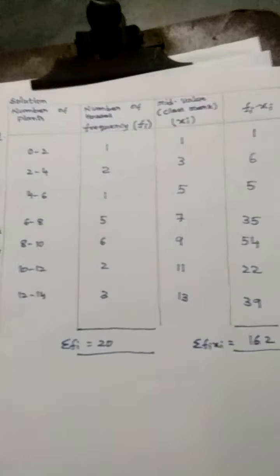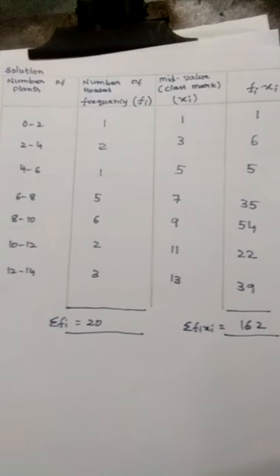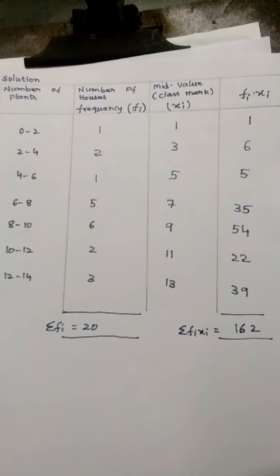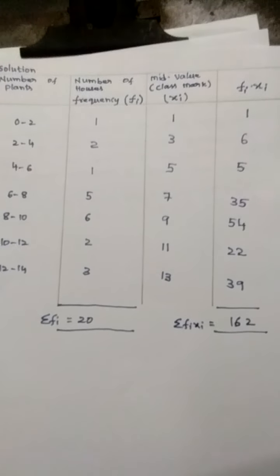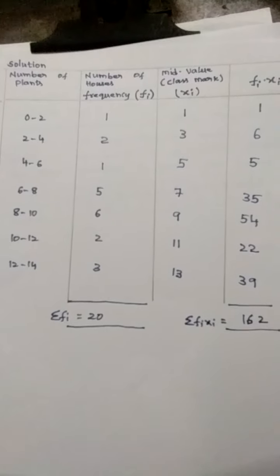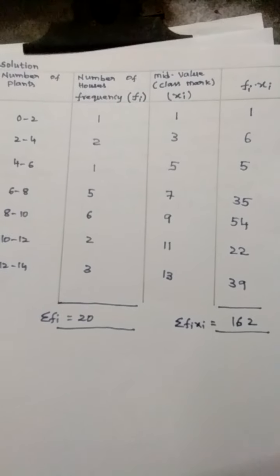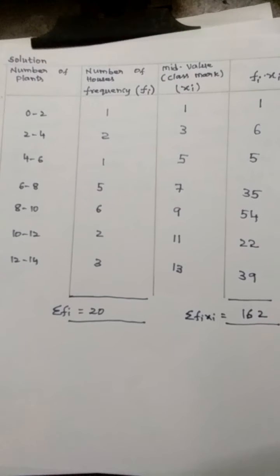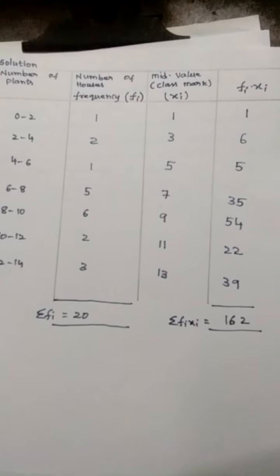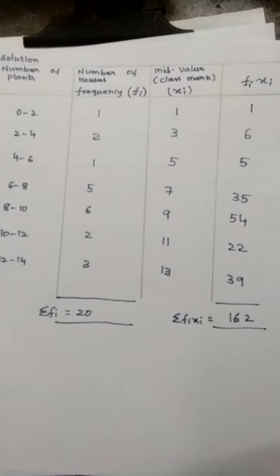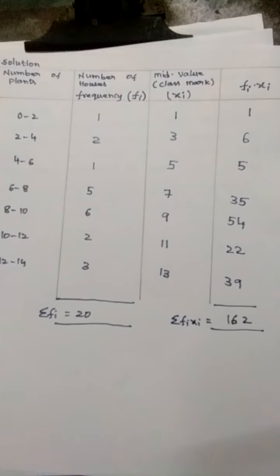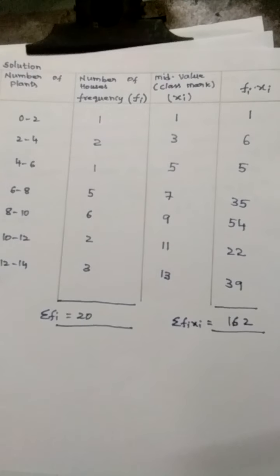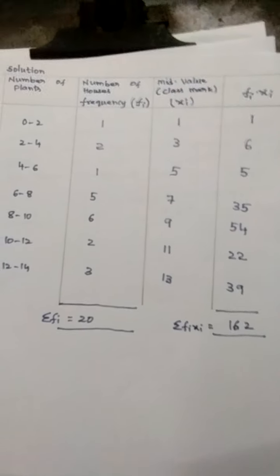So once again see the table. Number of plants, number of houses. The first two columns are given columns. We have to find mid value and find fi xi. Mid value can be found by adding lower limit plus upper limit by 2. Next fi xi, we have to multiply frequency with mid values. Then we have to find the total of frequency, total of fi xi.